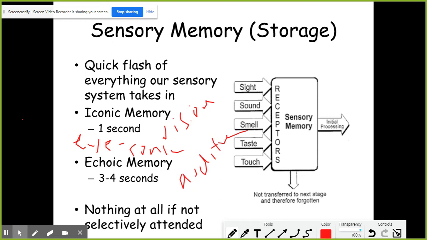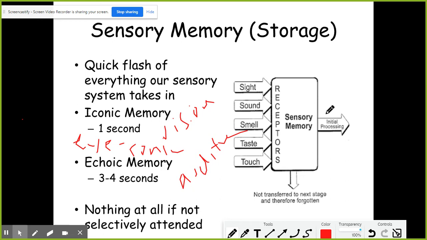If I clap and you hear that echo for a second or two, that is your echoic memory. It's still processing. It's just holding it in your memory for a couple of seconds. Now, echoic memory lasts longer. We are able to hold sound in our sensory memory to transfer it to short-term memory for longer than we can hold visual information.